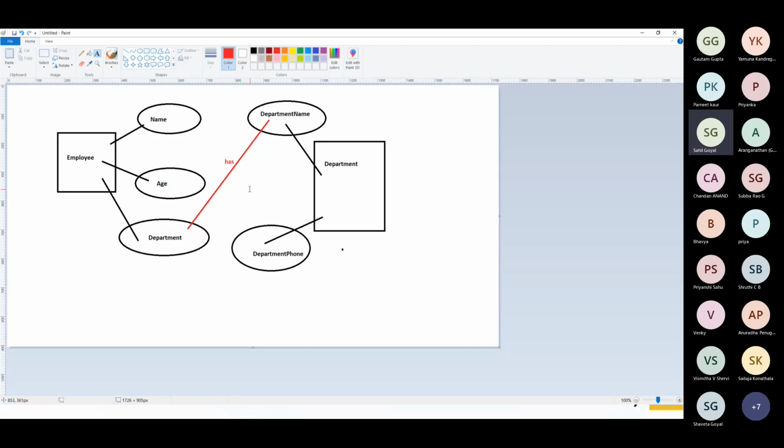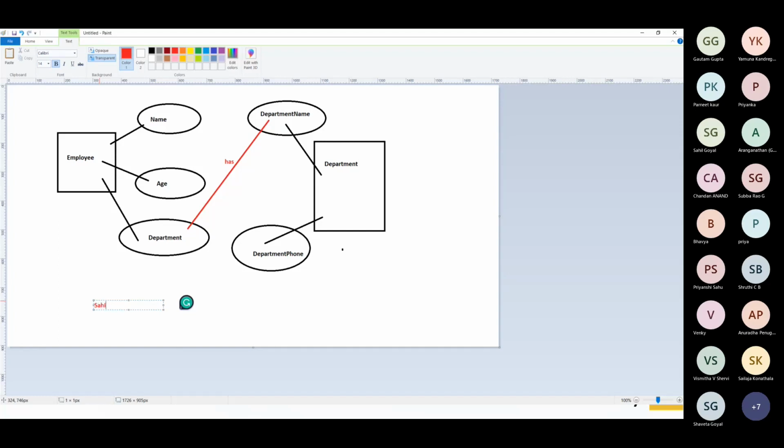That is basically the crux when you design your ER model. Let's say I ask you, I have an employee named Sahil, and how many departments can Sahil belong to? Sahil can belong to one department only, right? Then there is another employee, let's say Raj. How many departments can Raj belong to? One. So this basically showcases that one employee can be part of one department.